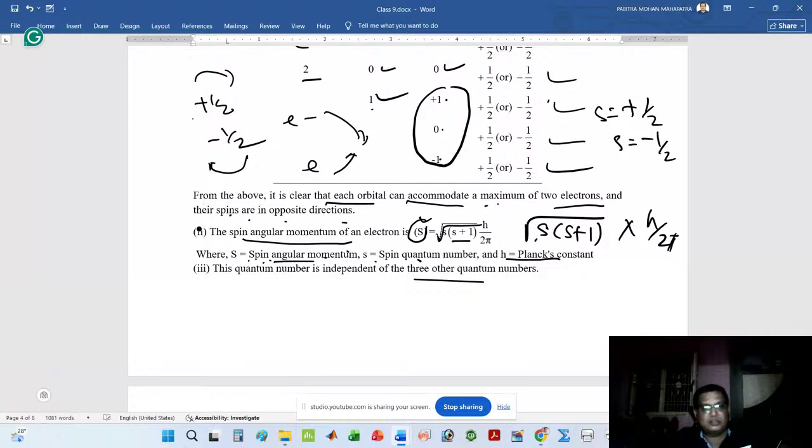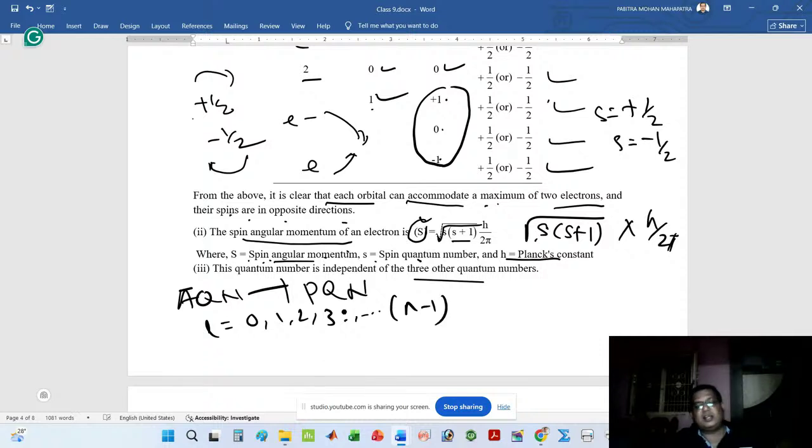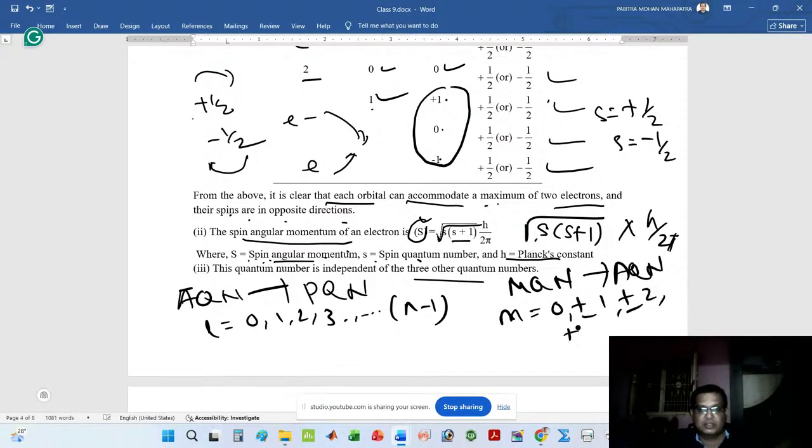Already I discussed: the azimuthal quantum number, AQN, depends upon the PQN, yes or no? Because l is equal to 0, 1, 2, 3 up to n minus 1. Similarly, the magnetic quantum number depends upon the azimuthal quantum number, yes or no? m is equal to 0, plus or minus 1, plus or minus 2, plus or minus 3 up to plus or minus l. This is the relationship between the magnetic quantum number and l.